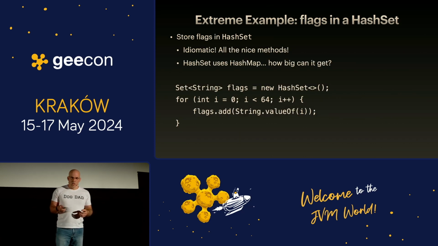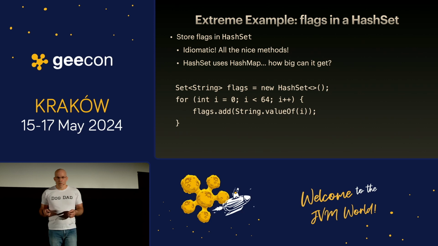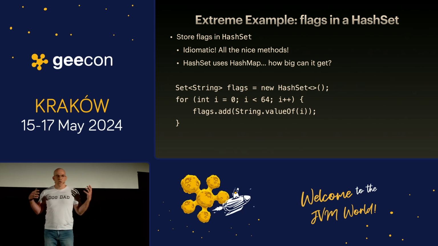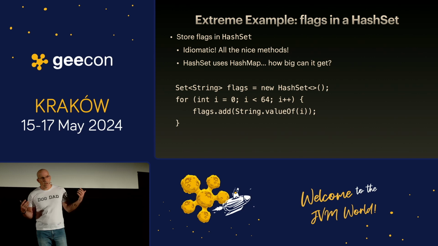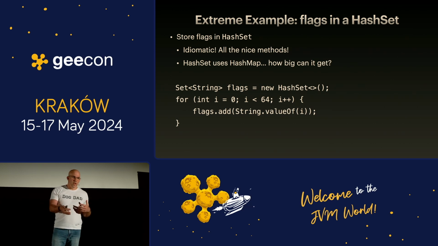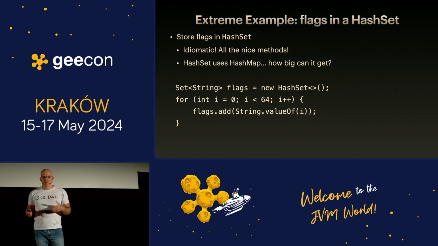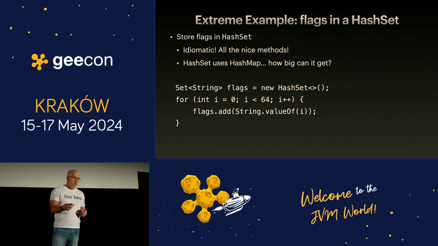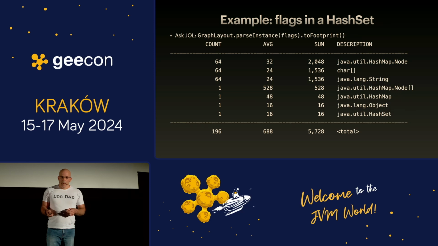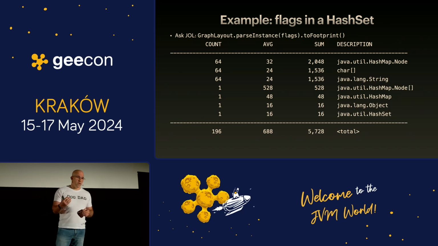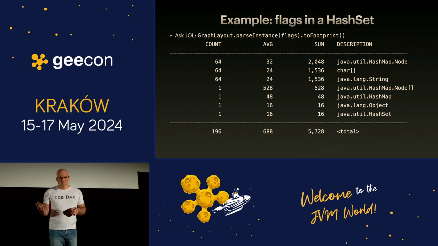Another really traumatic one: you can put flags in sets, and initially you think, oh, a set for flags, I can do contains and intersect and all those funky things you do with collections, and it's really nice and idiomatic. So you put all your flags in a hash set. And then it turns out that putting 64 flags into a hash set is like 5.7 KB of memory.